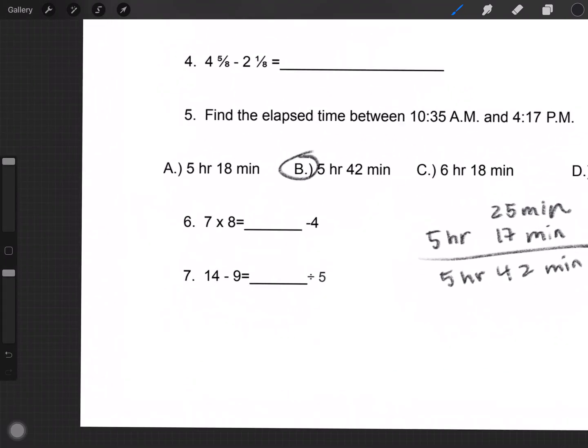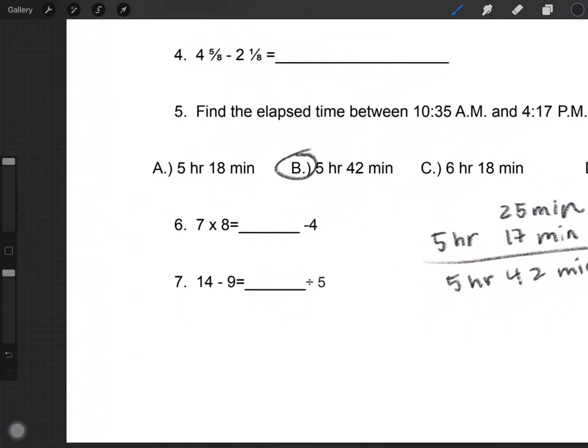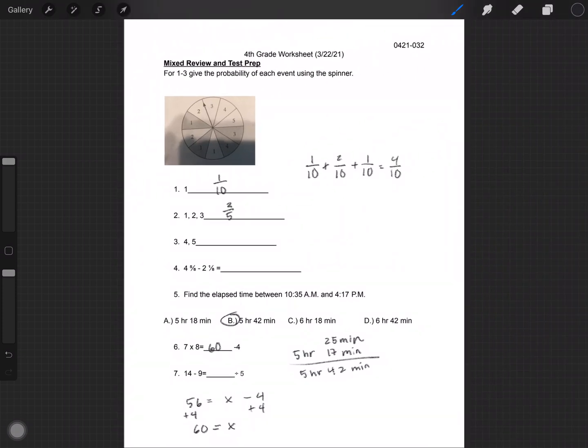Okay, let's do number 6. Number 6 says 7 times 8 equals what minus 4? So we know that 7 times 8 is equal to 56, right? Now this blank can't be 56 because 56 minus 4 has to equal 7 times 8. So if we add 4 to both sides, now we get x equals 60. And you can check that. 60 minus 4 is 56, which is 7 times 8.